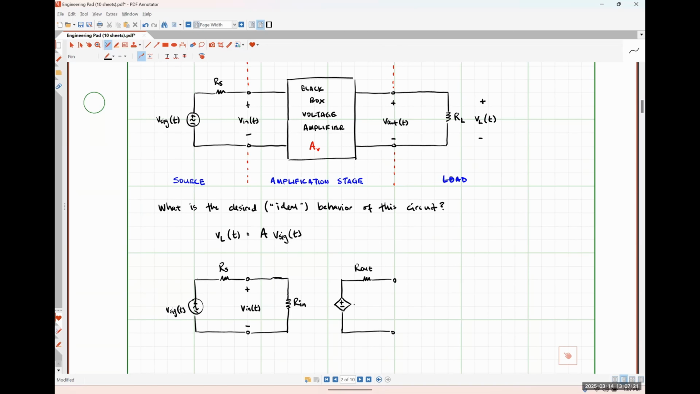So I'm going to have right here my voltage gain A times my input signal Vin of t. I'm worried that this is going to run into my terminal, so I'm actually going to scooch this over a little bit just so that it doesn't overlap things too much. Sorry about erasing and redrawing this.